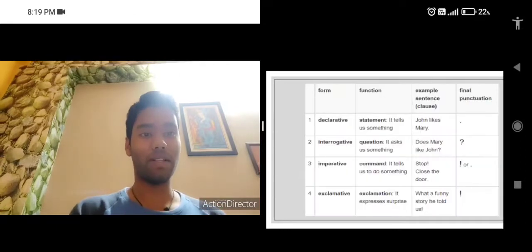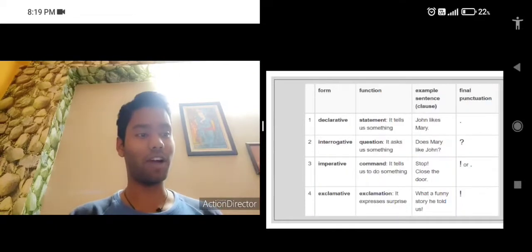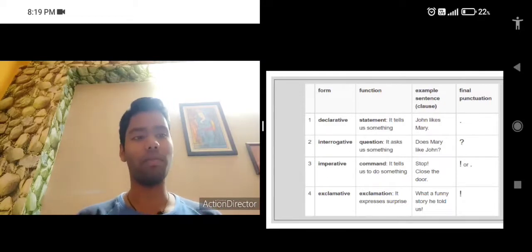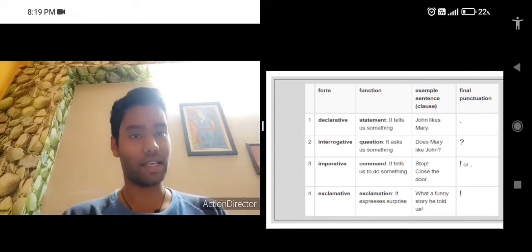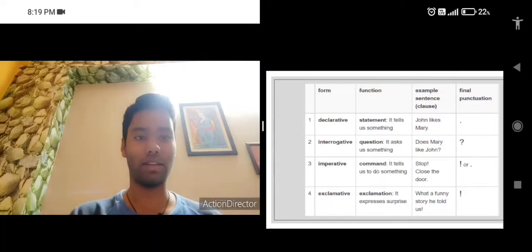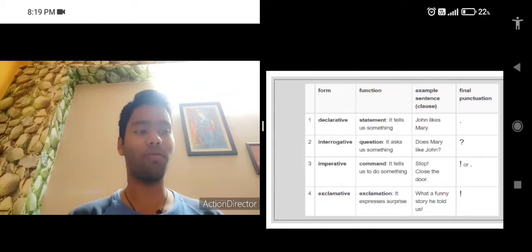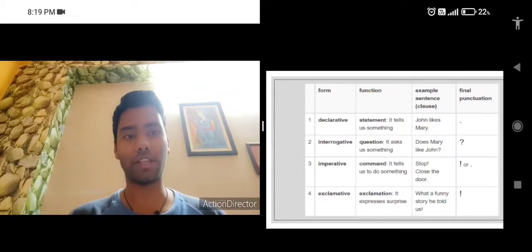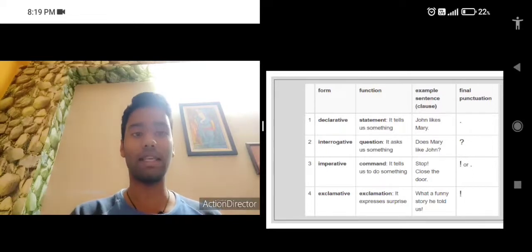So, this is a table that shows form, function, examples, and final punctuations. Forms represent all the four types of sentences. The functions have been stated correspondingly with an example. Moving on, let's talk about final punctuations. Final punctuations can be one of the differentiation points that can differentiate these types of sentences.